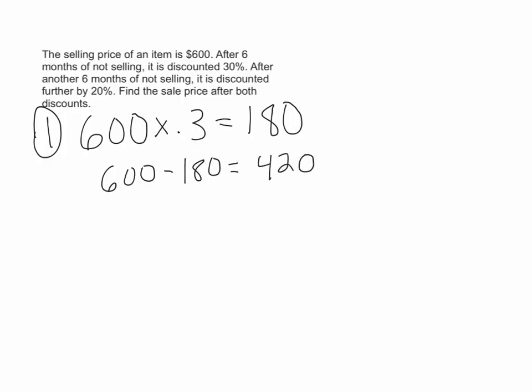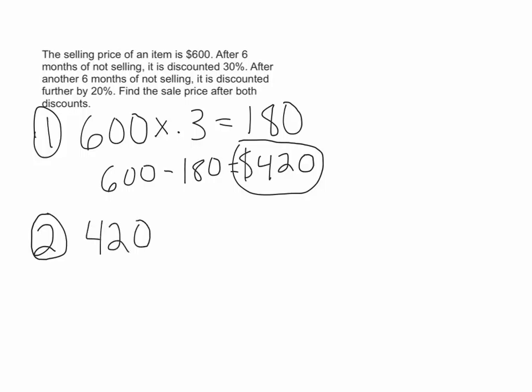So after not selling for 6 months at $600, they marked it down by 30%, and that first discounted price was equal to $420. So that's the first step. And they said after another 6 months it still didn't sell, so they were going to discount it even more. So we know it was now at $420. And like we did above, we want to multiply it by the discount, which was 20%.